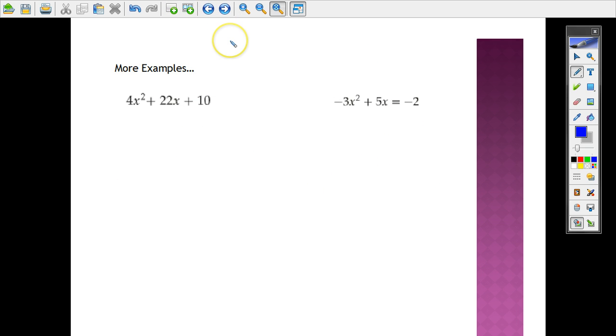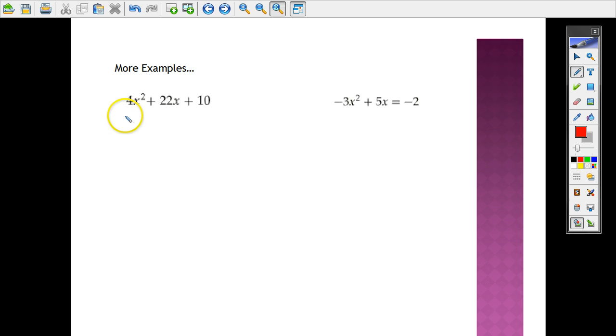Okay, so I'm going to move on to some more examples here. And I personally like the way I learned it, because it's a lot easier. I feel like the textbook is giving you one more step by regrouping. But again, you could do either or.